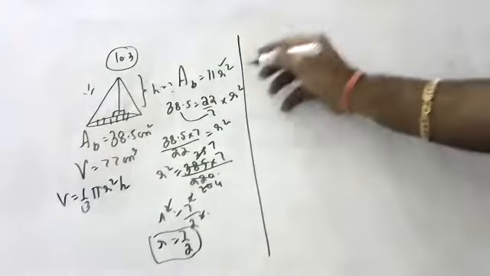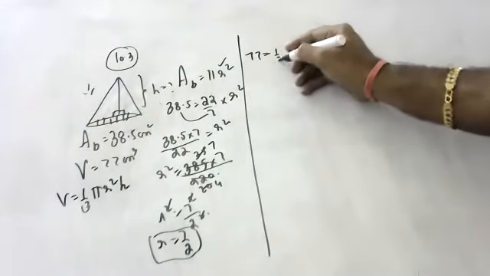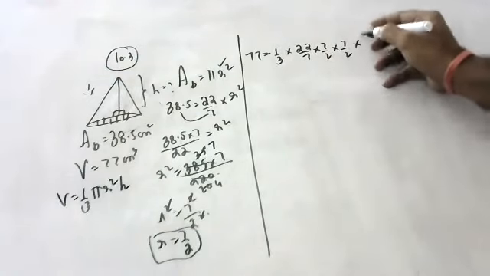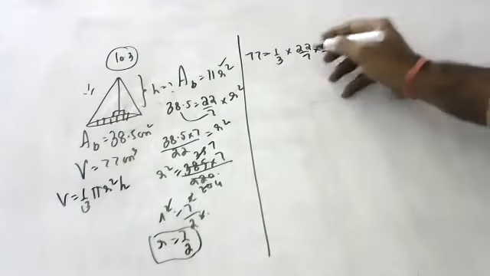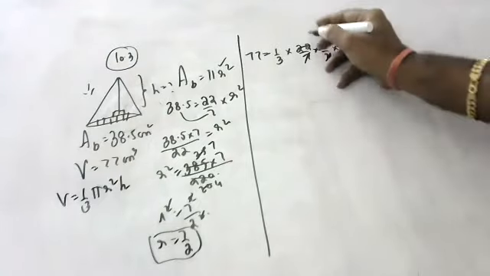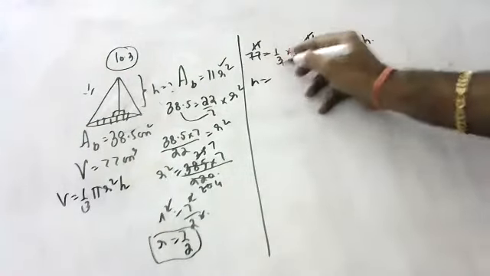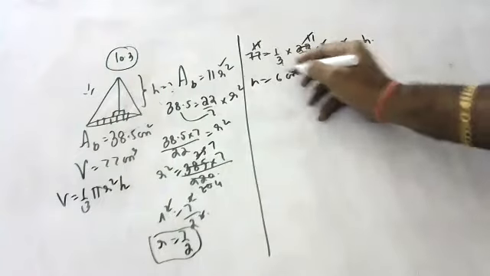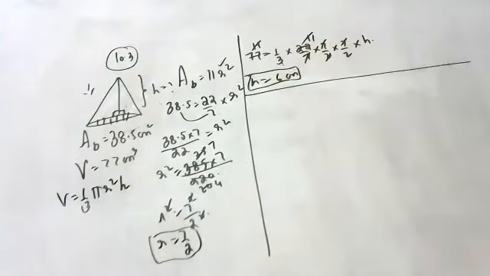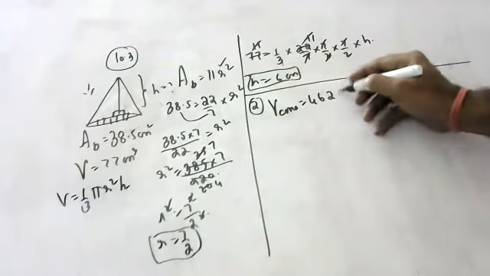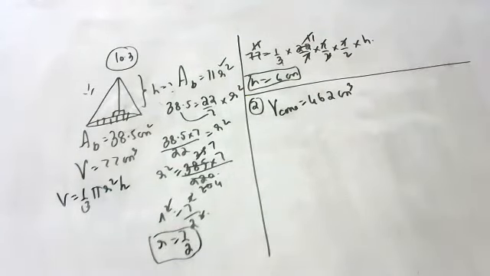What is the volume of the cone? 77 is equal to 1 by 3 into 22 by 7 into 7 by 2 into 7 by 2 into h. 7 7 cancel. 11s cancel. 3 into 2 is 6. Height is 6 centimeters. 6 centimeters is the height of the cone.